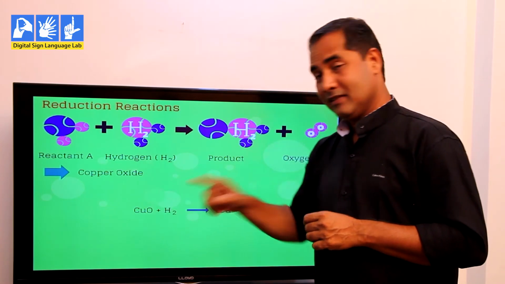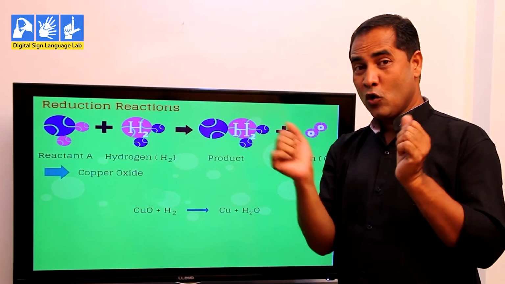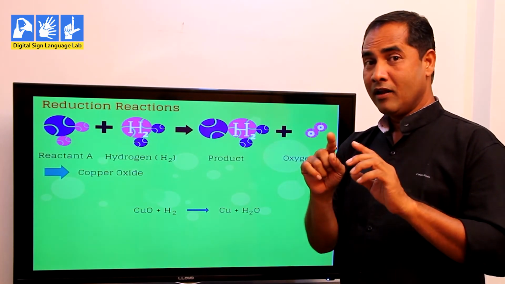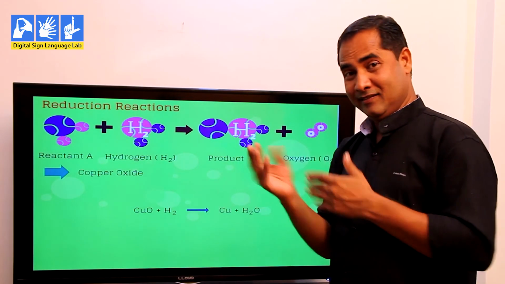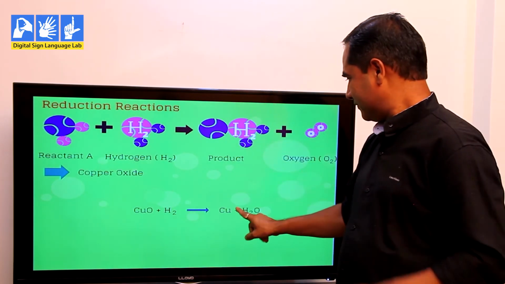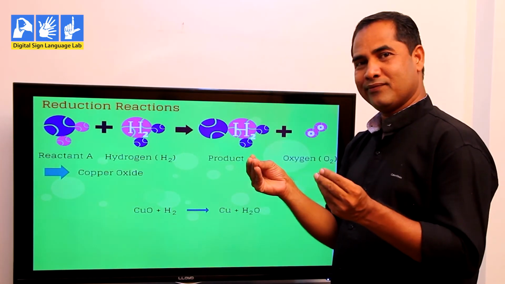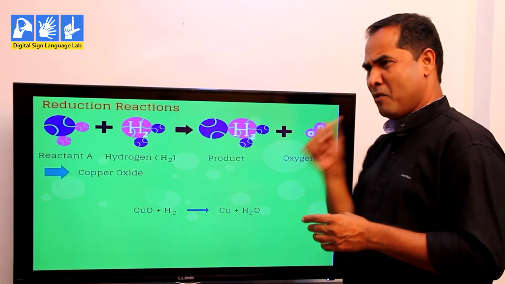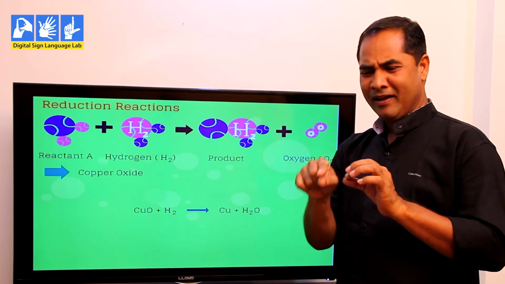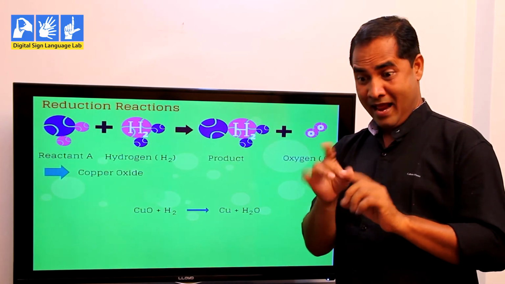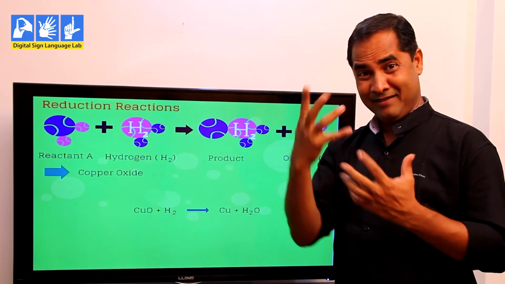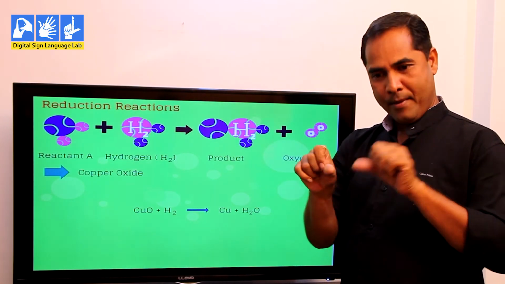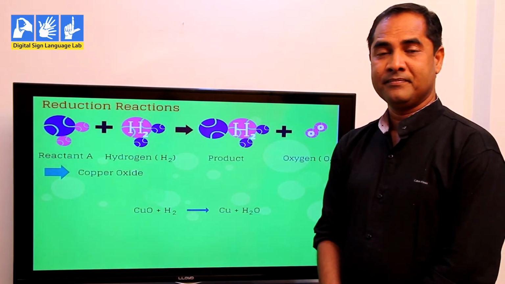So we would write this equation as CuO, copper oxide, and you add a hydrogen molecule to that. So the oxygen is removed. And in this process, water is released. And the color goes back to the original color of metal copper. That's the reduction reaction.